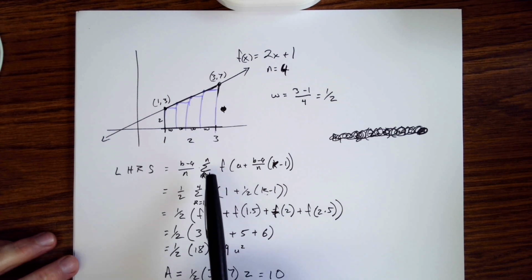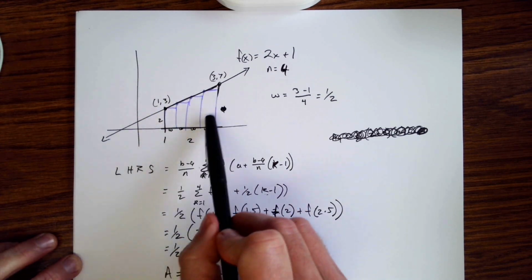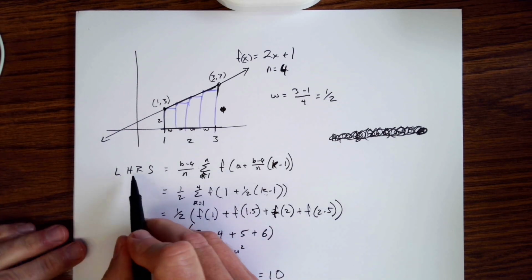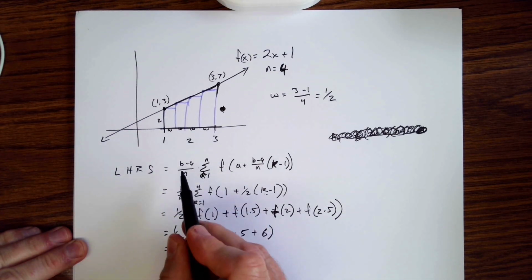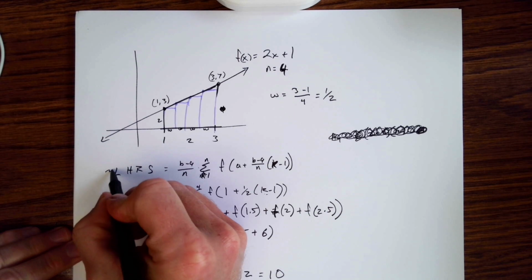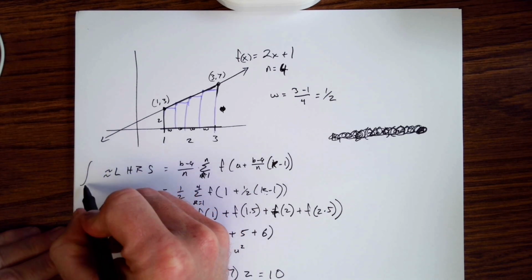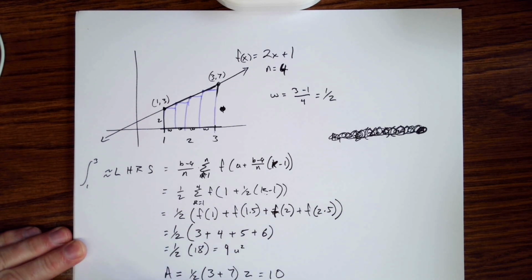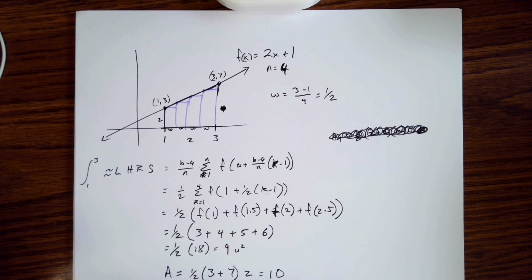So we know that there is approximately 9 units under there. And keep in mind, this is approximate. This right here I have equals because this is actually the left-hand Riemann sum here. But this is approximately the integral from 1 to 3. Okay? This is not the exact value of the integral from 1 to 3. This is the approximate value there. So it's not going to be the exact area.